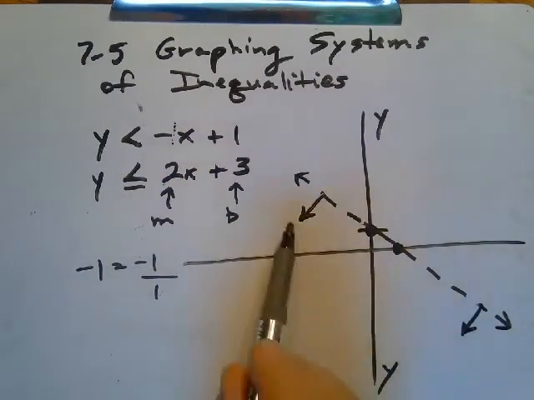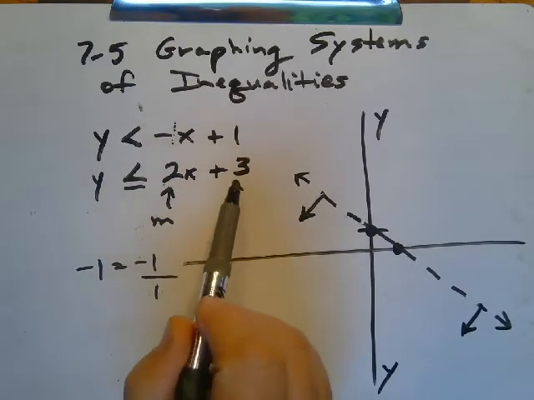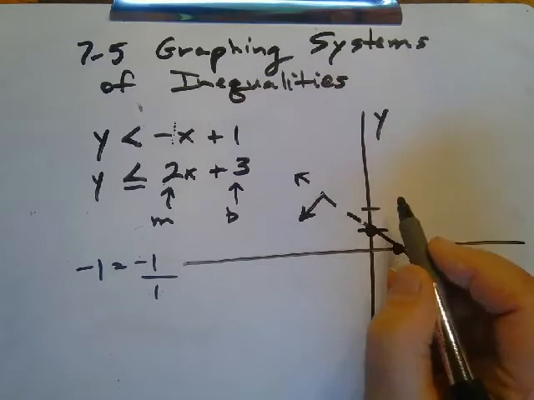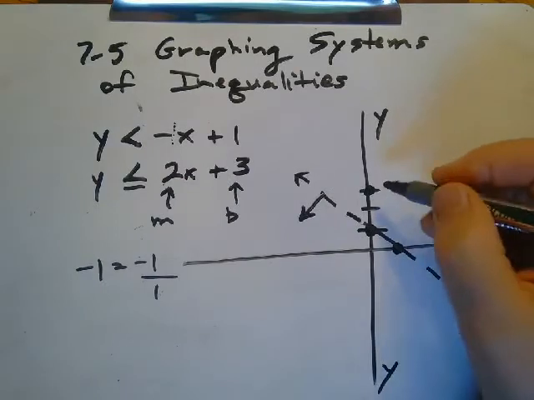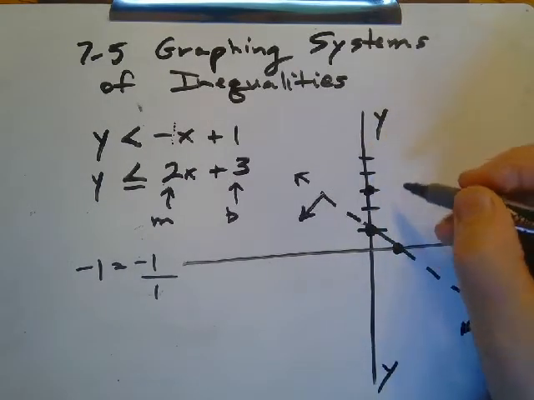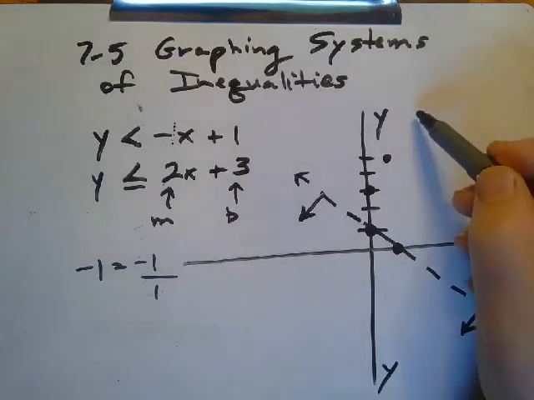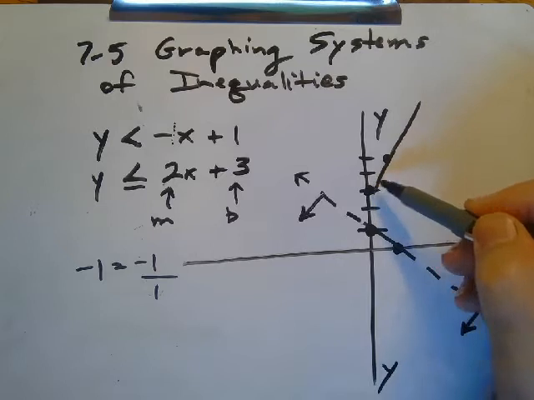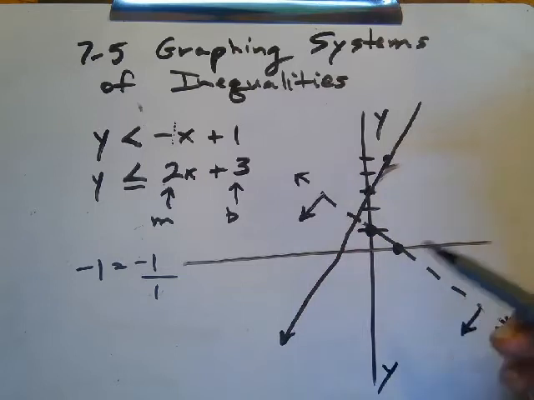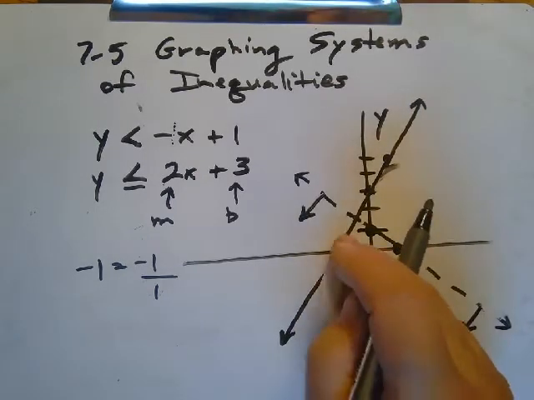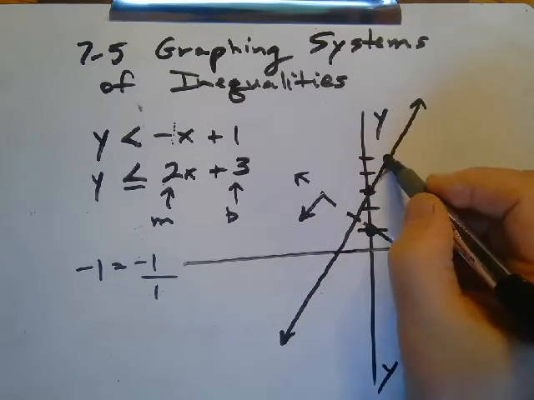Now we're ready to graph the second one. By the way, notice that I've indicated my shading before I did the second line. All right, second line. The y-intercept is at 3: 1, 2, 3. And I've got a slope of 2, so a rise of 2 and a run of 1. There it is, so I'm going to draw a line through that. It's not a perfect line, I'm not using a ruler, I probably should, but okay, there's my second line.